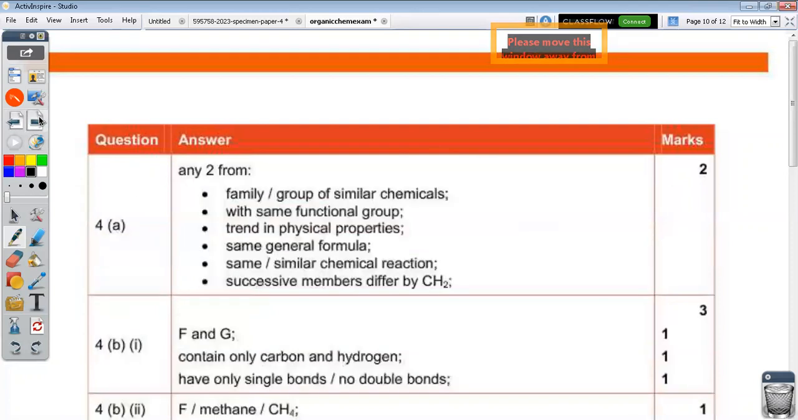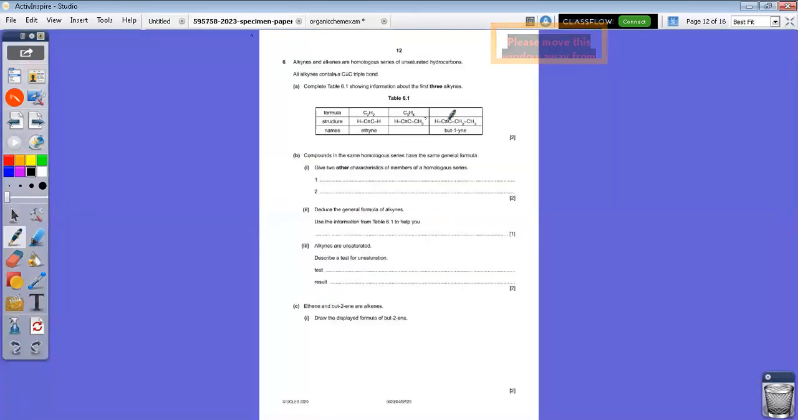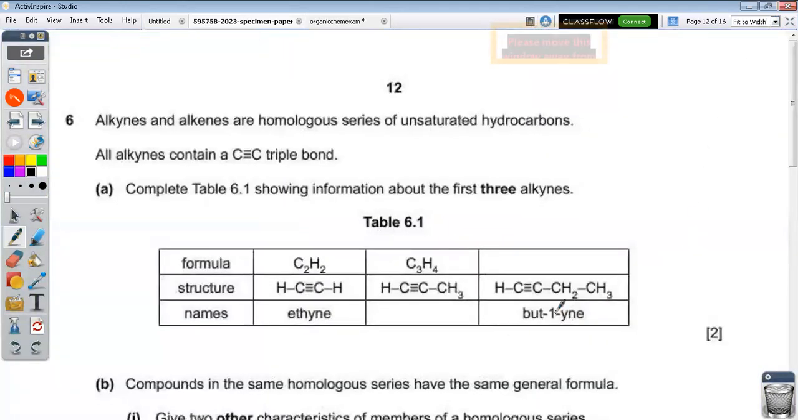Okay, these are your answers. Anyway, now let's look at last year's June paper. They are giving you certain things that you might not have read in your book, but it's fine. You apply your knowledge of organic chemistry, like what they've done here. Alkynes and alkenes are homologous series of unsaturated hydrocarbons. All alkynes contain a triple bond like this. You don't find it in your book, but they're telling you that.